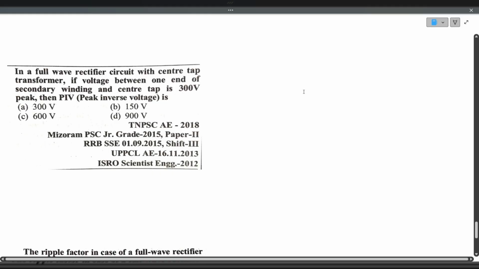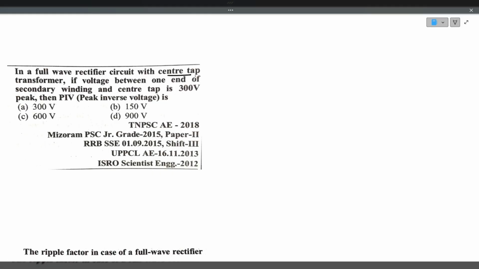Now let's look at the next question. In the full wave rectifier with a center tap transformer, if the voltage between one end of the secondary winding and center tap is 300 volts, what is the peak inverse voltage? We have already seen the peak inverse voltage for the center tap transformer is 2 times Vmax. That is 2 times 300 volts, which equals 600 volts. Answer is option C.